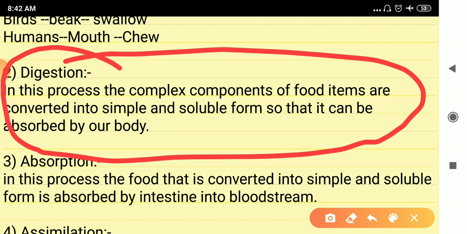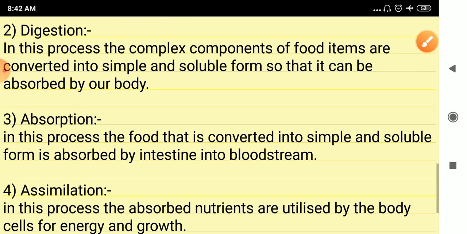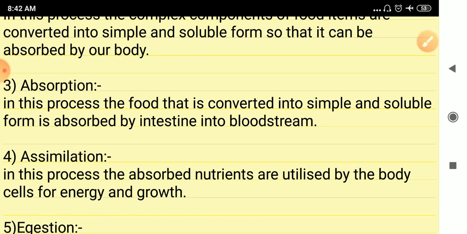The next process in nutrition is absorption. The food items that are converted into simple and soluble form are now absorbed by our body. It is absorbed by the intestine directly into the bloodstream, and that is sent to the whole body through the bloodstream.